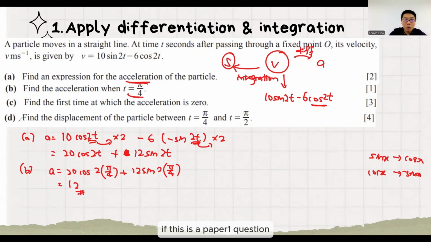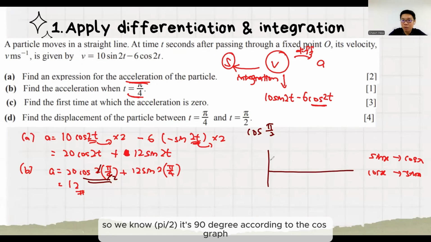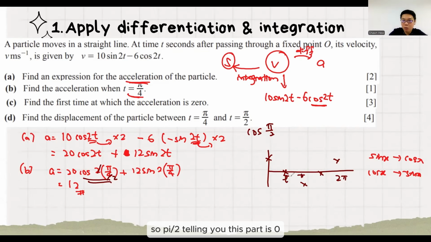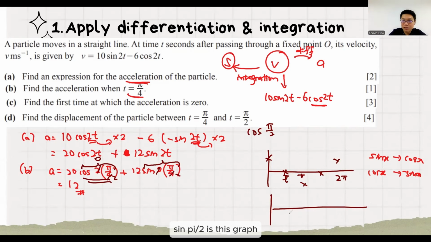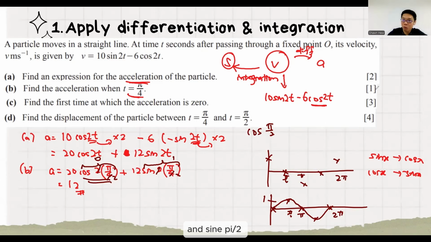If this is a paper 1 question, do you know what is the value of this? So cos, here you can simplify, becomes cos pi over 2. So we know it's 90 degrees according to the cos graph. So pi over 2 tells you this part is 0. And then sin pi over 2. Sin pi over 2 is this graph. Pi over 2 shows you it is 1. So this part is 1. So the answer is just 12. So if this happened in paper 1, you need to know what is the value of cos pi over 2 and sin pi over 2.